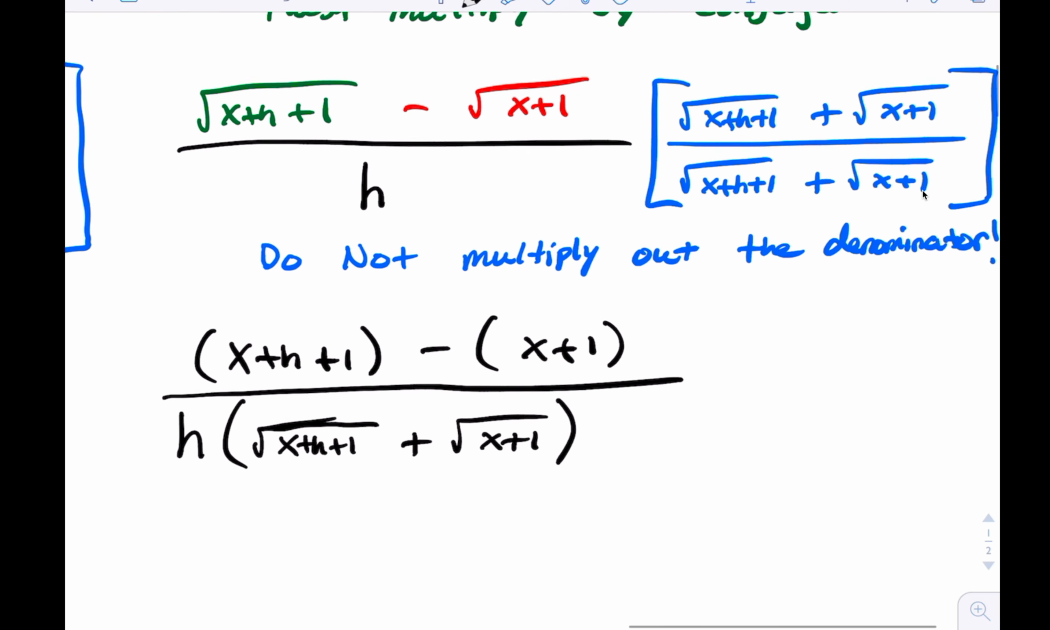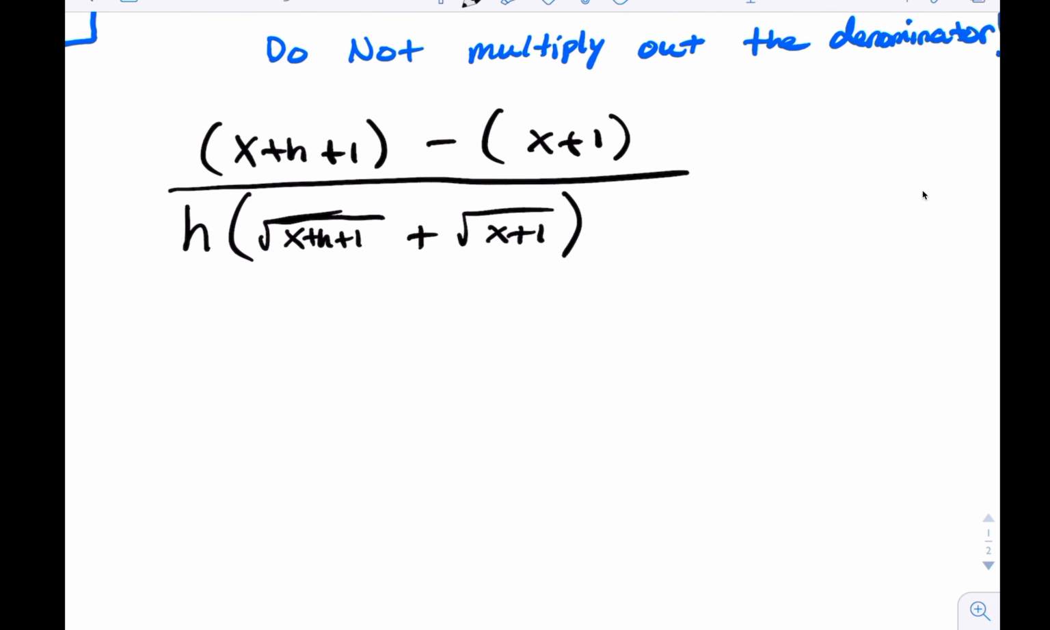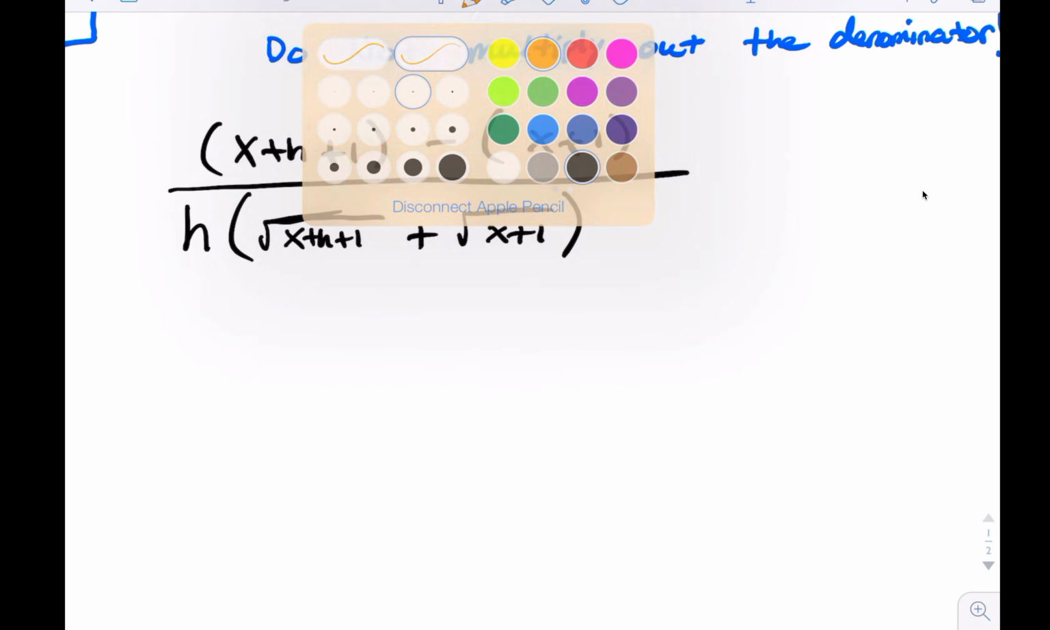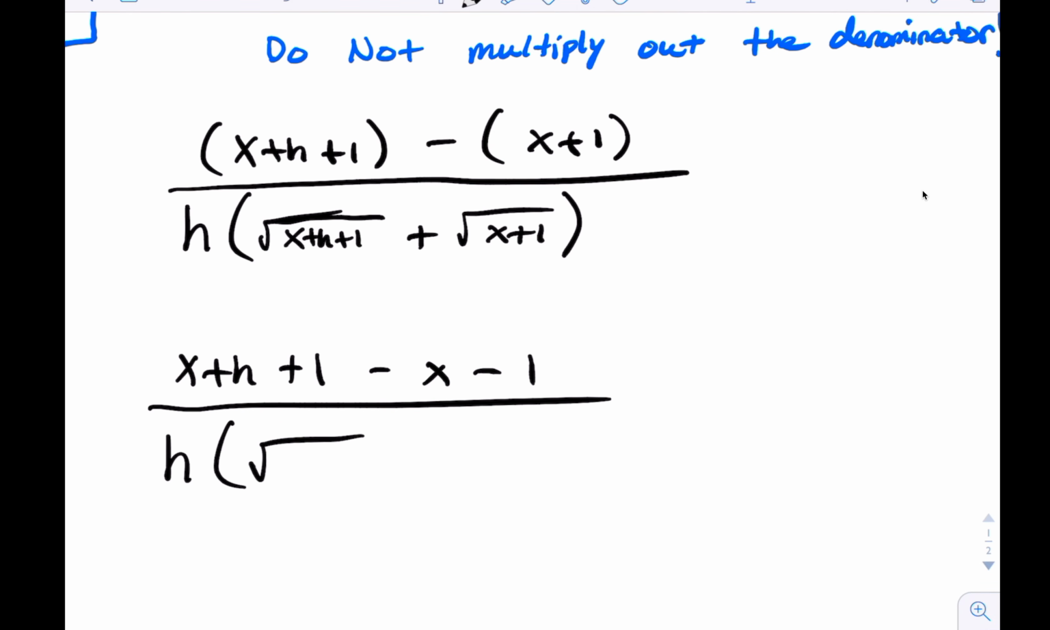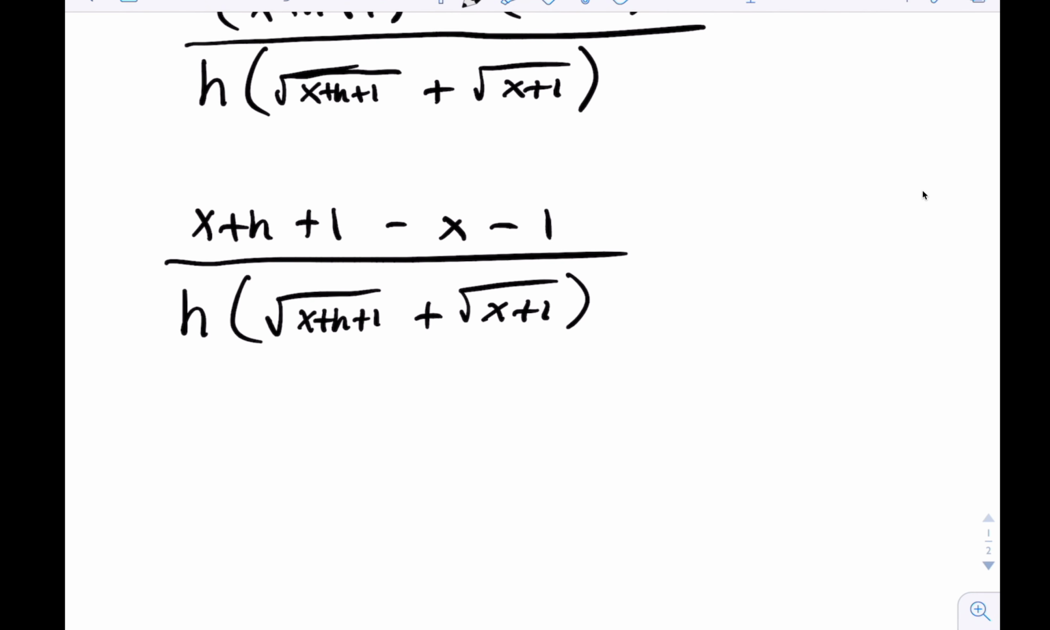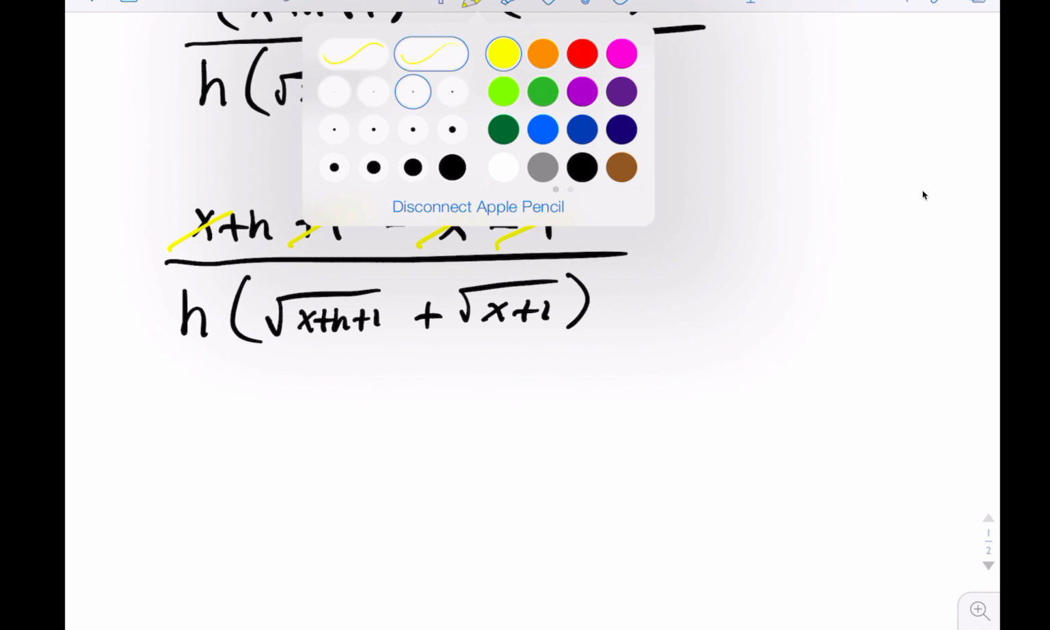So now what you want to do is you want to simplify the top. So I'll rewrite that before we do that. So you have x plus h plus 1 minus x minus 1 all over h times the square root of x plus h plus 1 plus square root of x plus 1. So again, I'm going to look to get rid of things. So this x and this x can go away, and this 1 and this 1 can go away as well.